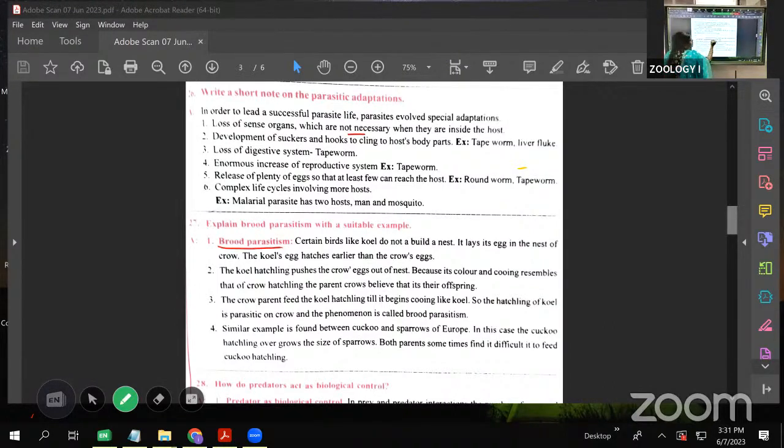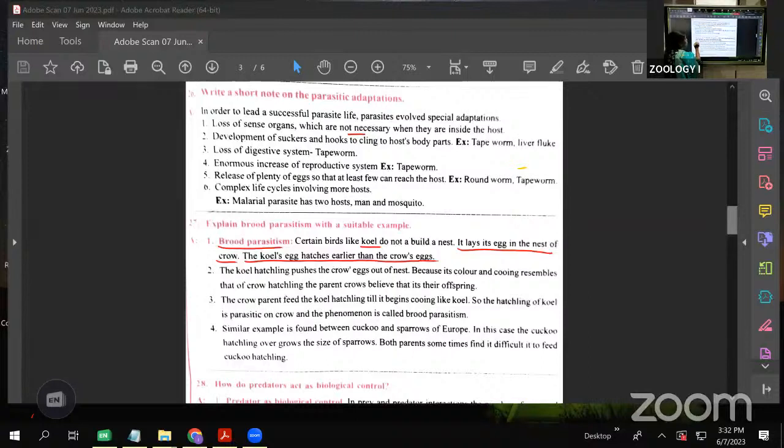Certain birds, like the cuckoo, do not build the nest. They don't build the nest, and they lay the eggs in the nest of the crow. The crow forms the nest. Inside of the nest, the cuckoo, which does not build a nest, lays its eggs in the crow's nest. And the cuckoo eggs hatch earlier than the crow eggs. At that time, what will happen? Inside the nest, the cuckoo eggs are there. They hatch earlier than the crow's eggs.